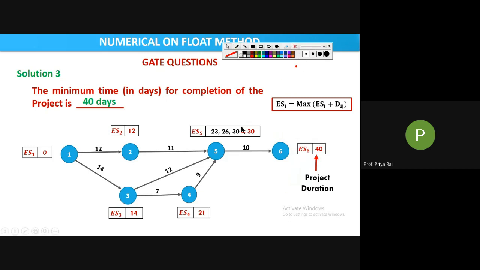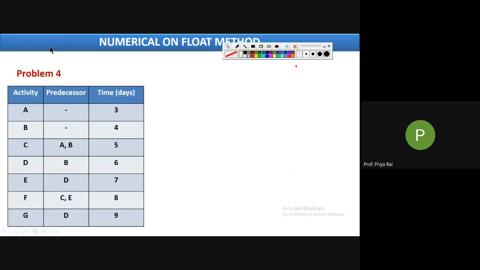Okay, so now we will solve the next problem. Ankush, you asked whether they will give you MCQ type or long type. This is the long type, 15 marks questions like that.